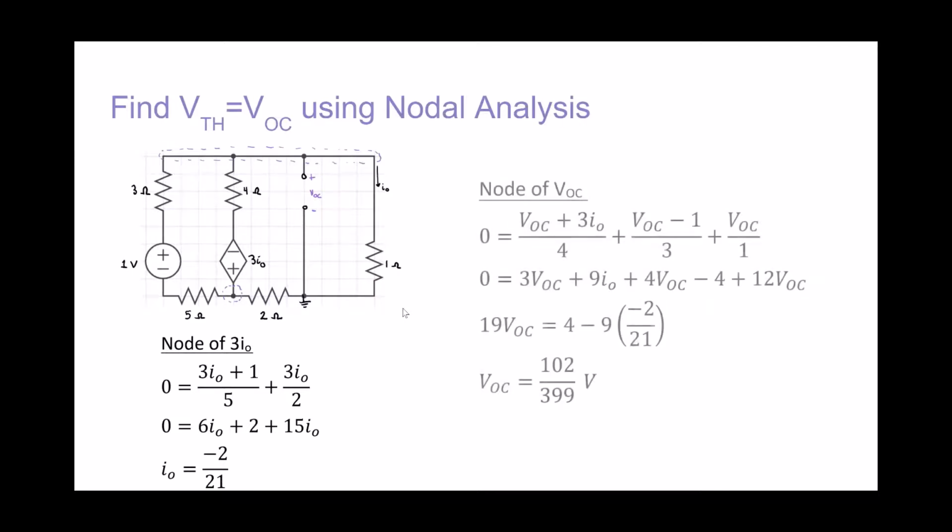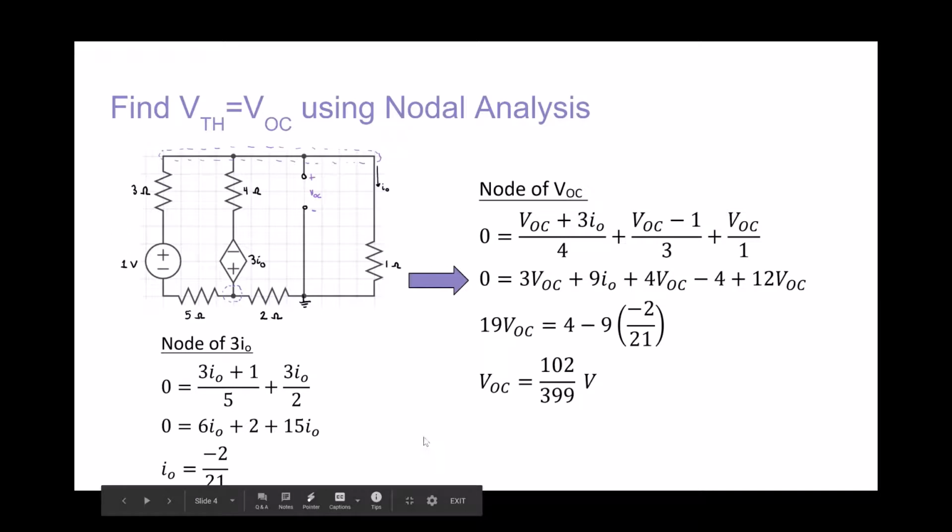Now that you know the I naught and the dependent source value, you can do nodal analysis at the top node. You will get this first equation. You equate the denominator to be 12 so that you can simplify it into the second equation. Some simple algebra and plugging in the I naught you found gives you this third equation. So you are able to find VOC.